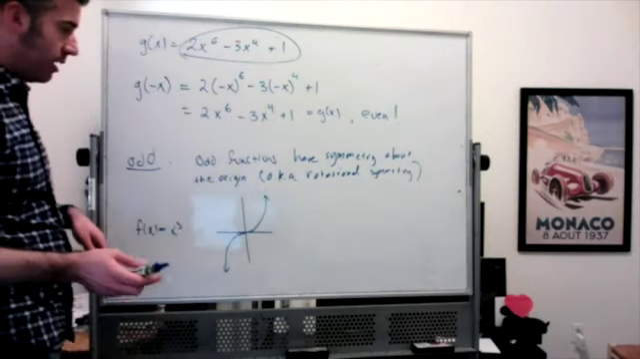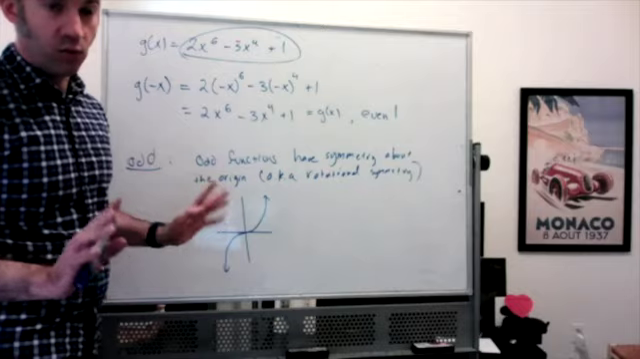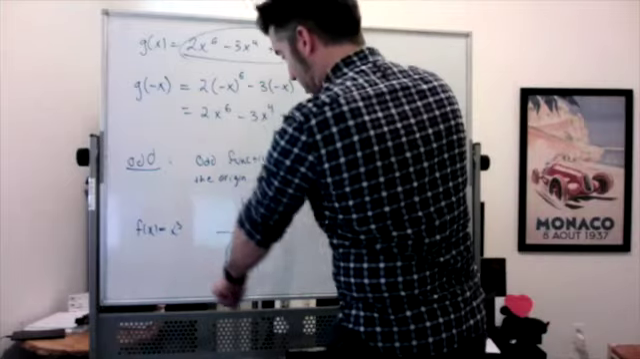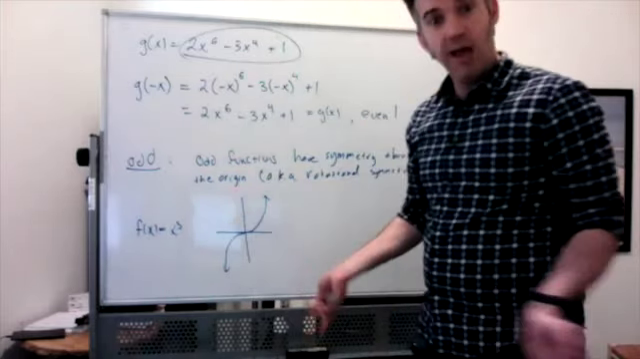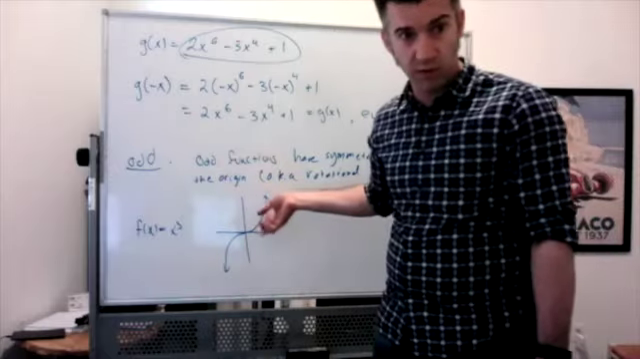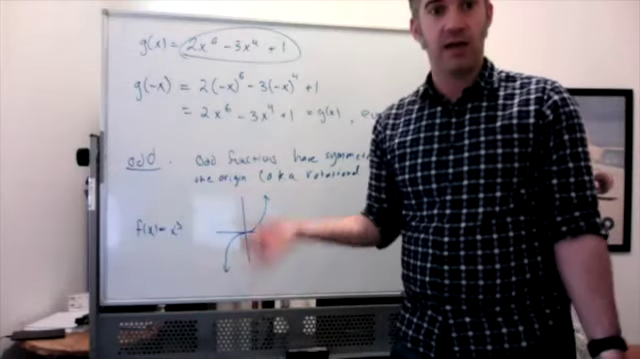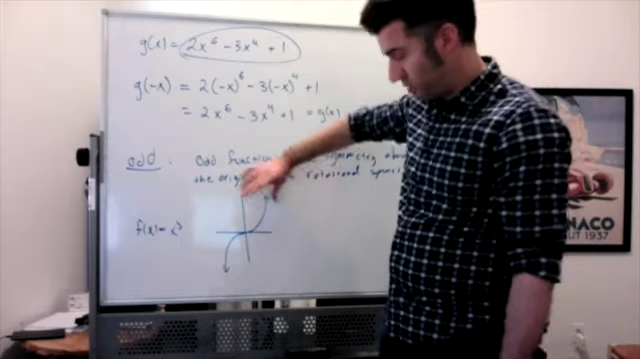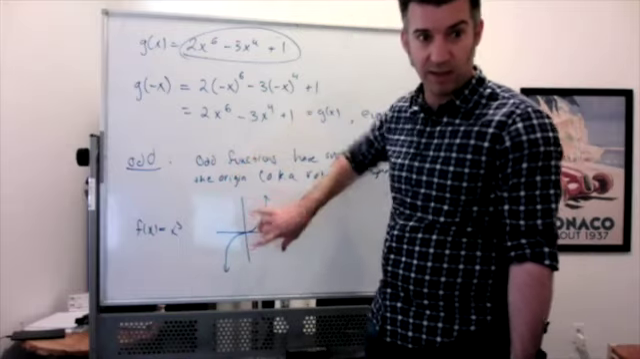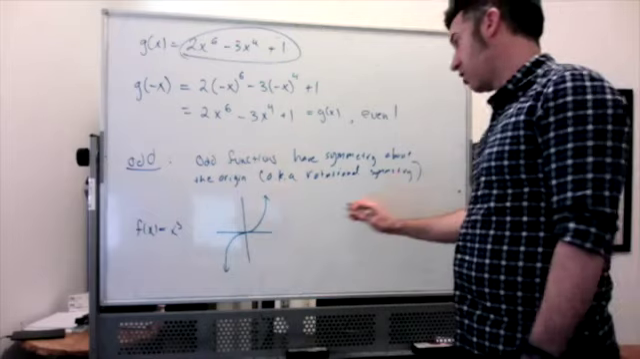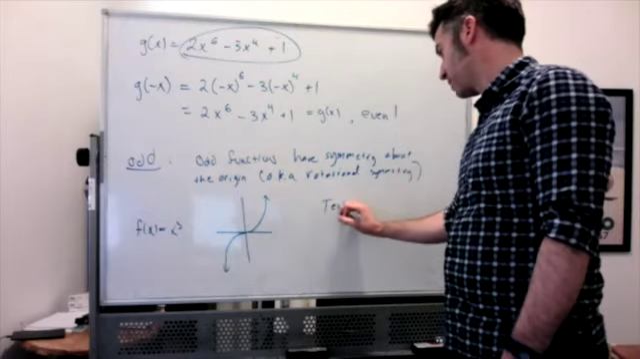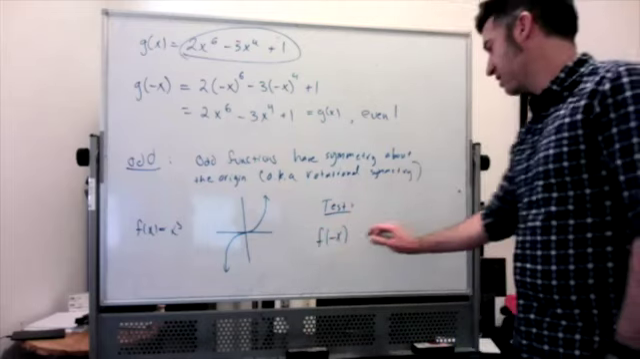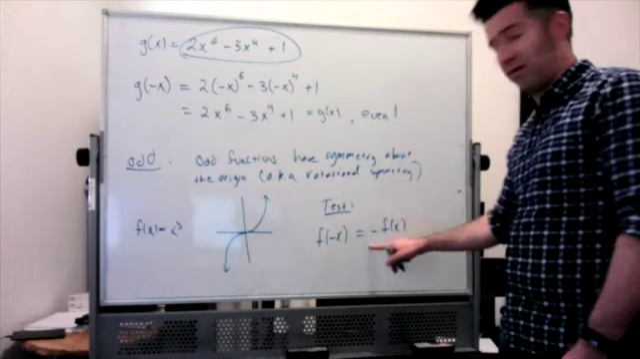The idea here is that instead of reflecting, you can think of it one of two ways. You can say it's got odd symmetry if you rotate it 180 degrees around the origin and it looks the same. That is true here. You can also say it's got odd symmetry if reflecting it in the x-axis results in the same as reflecting it in the y-axis. So if I reflect this in the y-axis, it looks the same as if I reflect it in the x-axis, which is actually how we test for it. The way to test for it is to see if f of negative x, the reflection in the y-axis, equals negative f of x, the reflection in the x-axis.